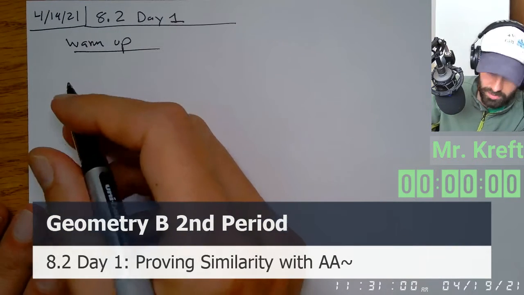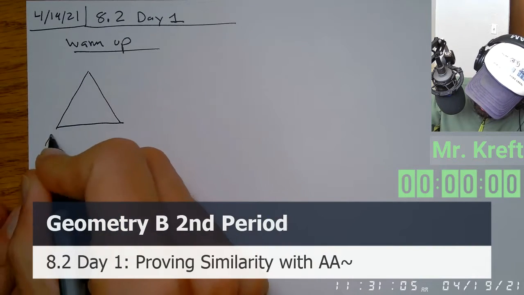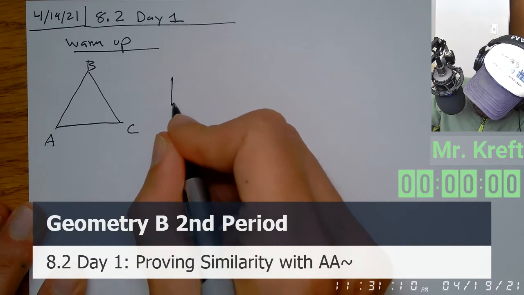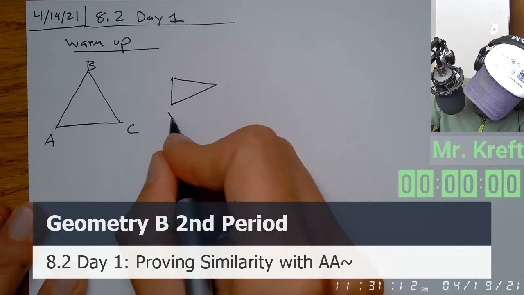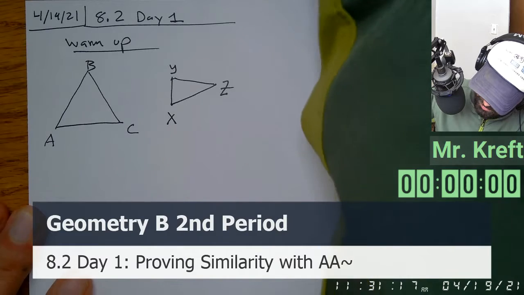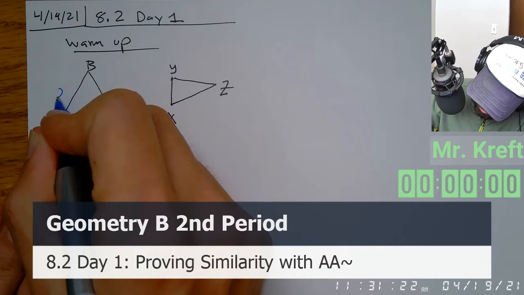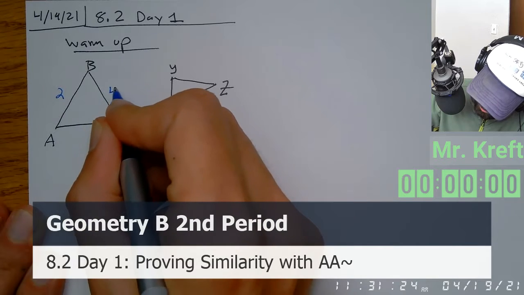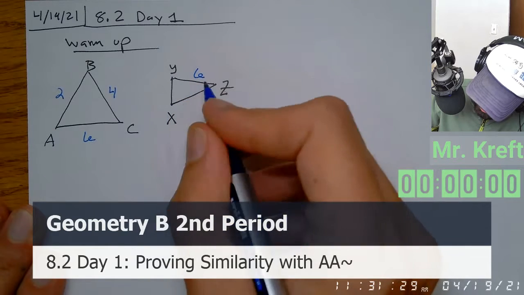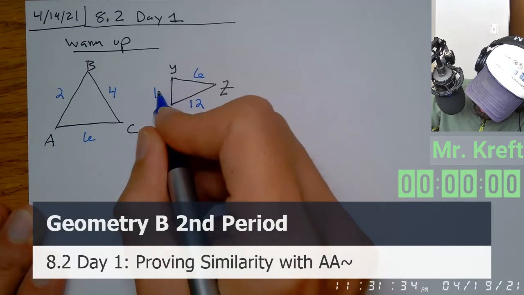Our warm-up today is: if triangle ABC is similar to triangle XYZ. What if I go like this: 2, 4, 6, and 6, 12, 18.